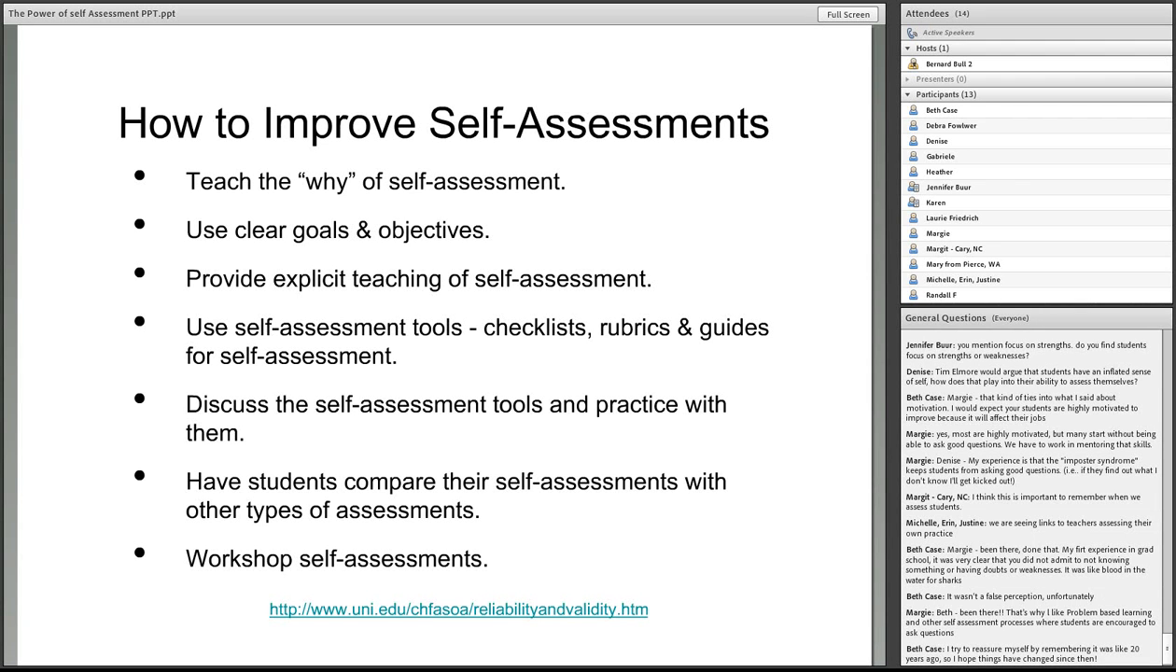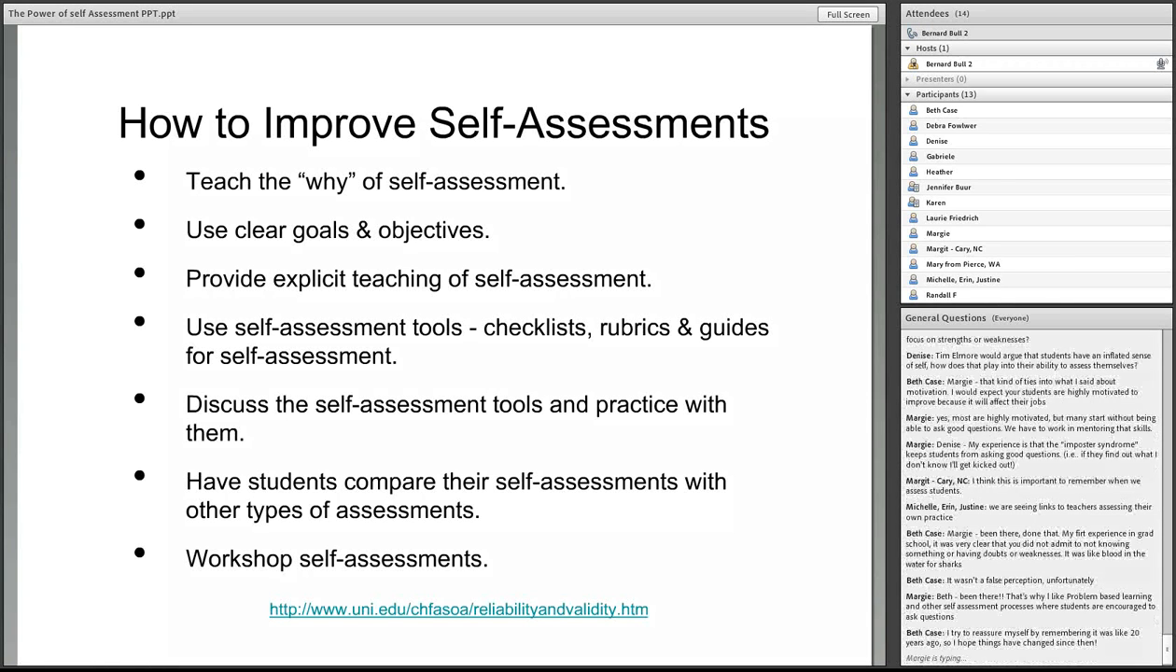A second way to improve self-assessments is we want to use really clear goals and objectives, because then it's easier to come up with plans for how to measure your progress. The third is to provide really explicit teaching on self-assessment. So finding a way to take students through the self-assessment process, to model it, to give examples, to give non-examples or bad examples of self-assessment, to practice self-assessment with others.